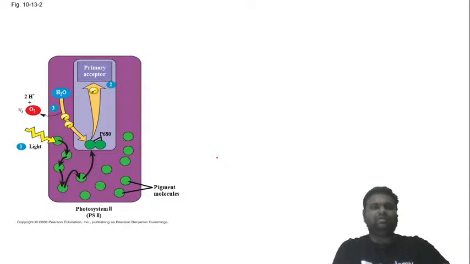तो जैसा कि आपने देखा यहाँ स्प्लिटिंग ऑफ वाटर मॉलिक्यूल हो गया और ऑक्सीजन यहाँ से रिलीज हो गया, +2 हाइड्रोजन आयंस रिलीज हो गए और P680 प्लस कन्वर्ट हो गया P680 में.